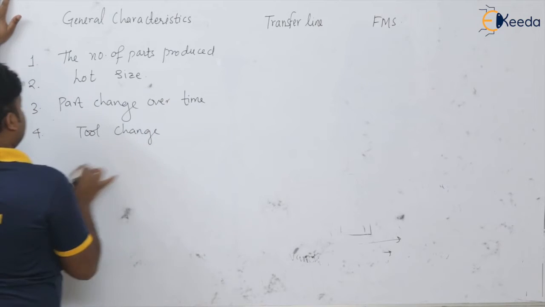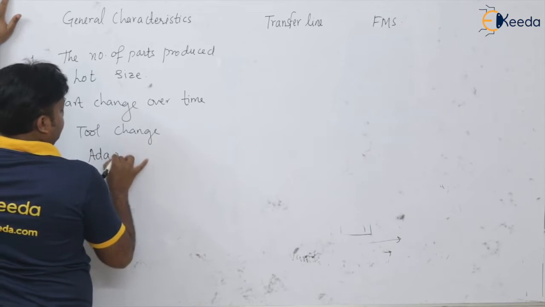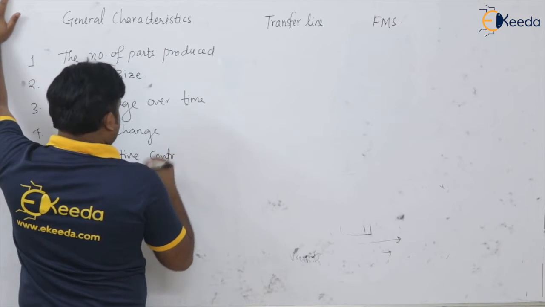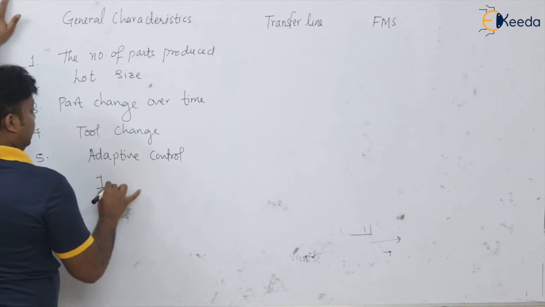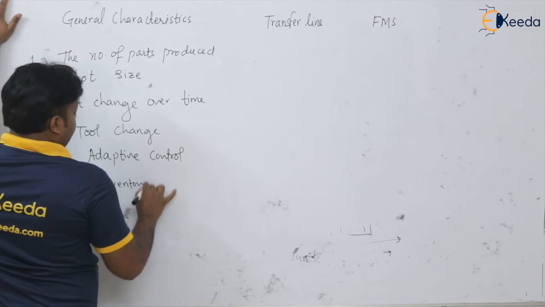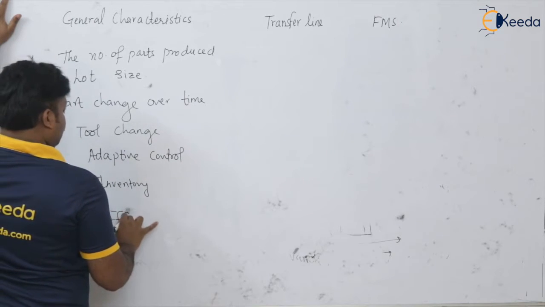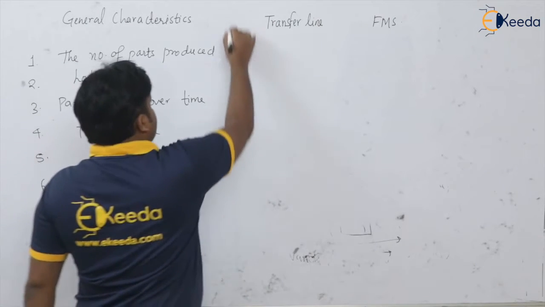Fourth, I am talking about the tool change. Fifth characteristic, I talk about adaptive control. We know what is meant by adaptive control system, adaptive numerical control. Then if we talk about the inventory, and finally the efficiencies of these two, that is transfer line and flexible manufacturing system.